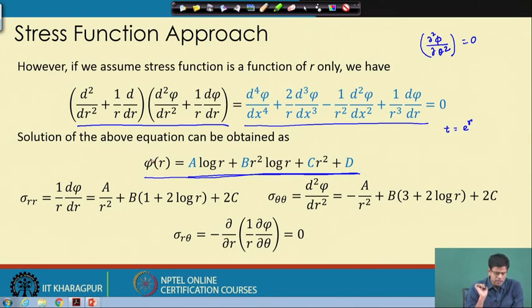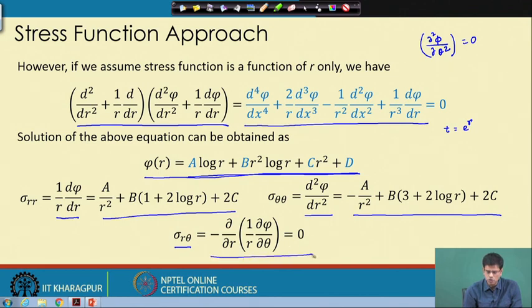Finally, our phi is of this form, and the stresses naturally will be 1 by r d phi dr, because 1 by r square d square phi d theta square is 0. So, my stresses involve a, b, c, three constants, and sigma theta theta is del square phi by del r square, which is also this, and sigma r theta, which is essentially 0, because d phi by d theta is 0. So, you see we have 4 constants.